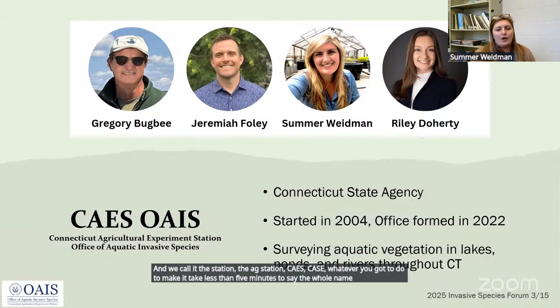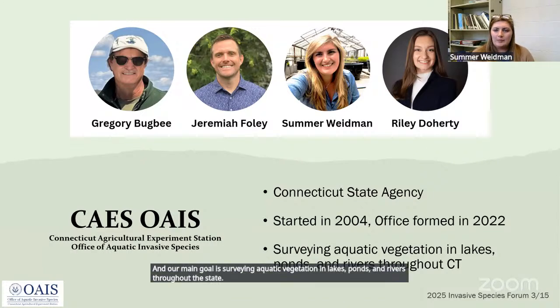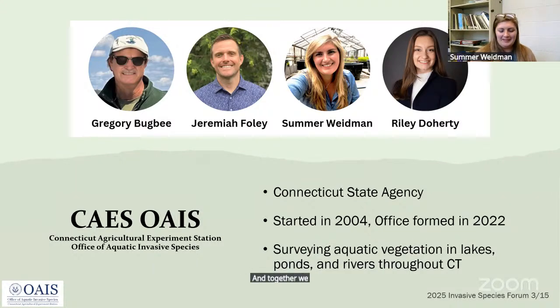And then I'm part of the Office of Aquatic Invasive Species. The office was started in 2004 as the Invasive Aquatic Plant Program, and then through legislation was officially established as an office in 2022. Our main goal is surveying aquatic vegetation in lakes, ponds, and rivers throughout the state. And this is our team with the lead Greg, and we have Jeremiah Foley and Riley Doherty as well. And together we map aquatic plants throughout Connecticut.